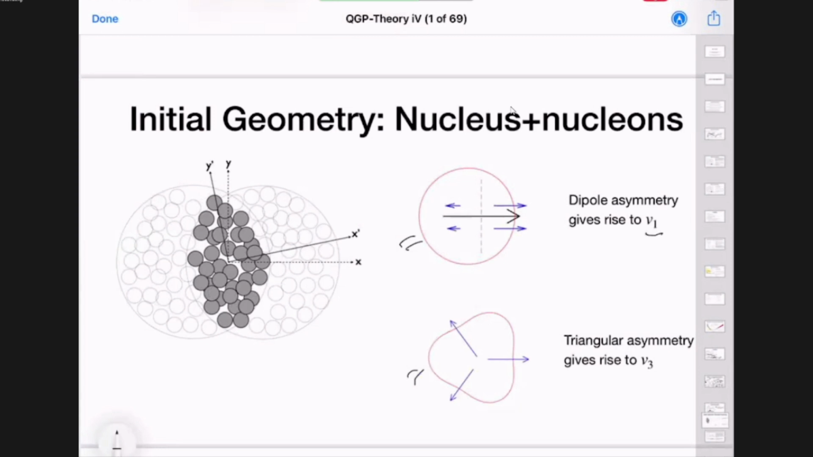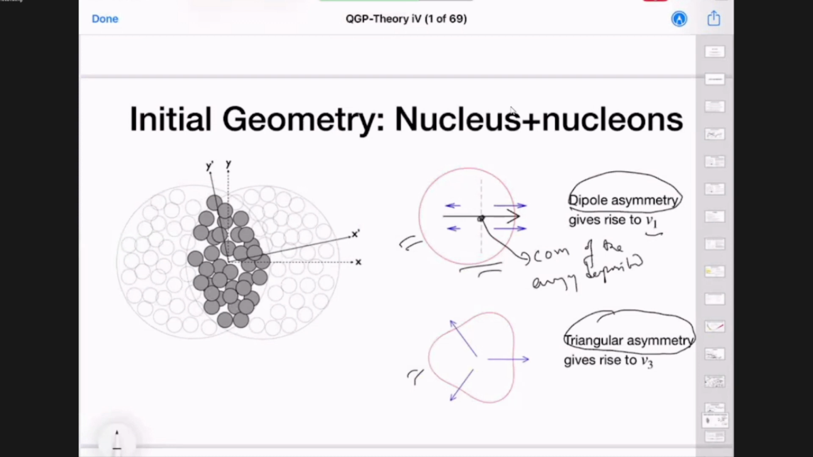For example, you can have a dipole asymmetry in the initial state. You can have a triangular asymmetry in the initial state. The dipole asymmetry is shown in this cartoon, where this one represents the center of mass of the energy deposited, okay? And that is shifted in this way.